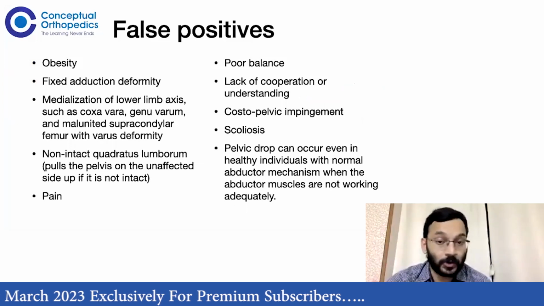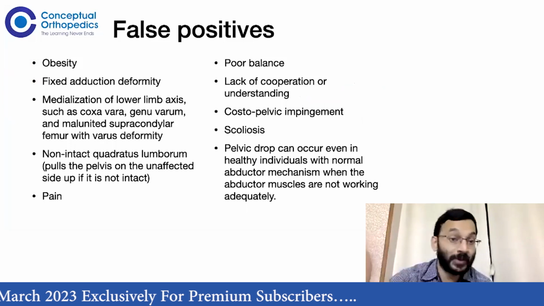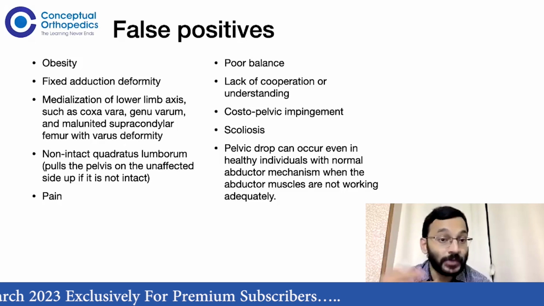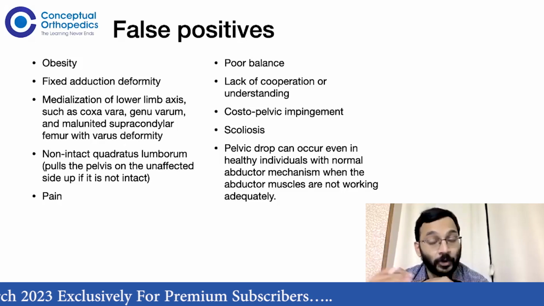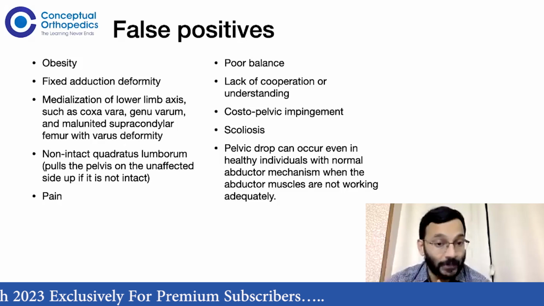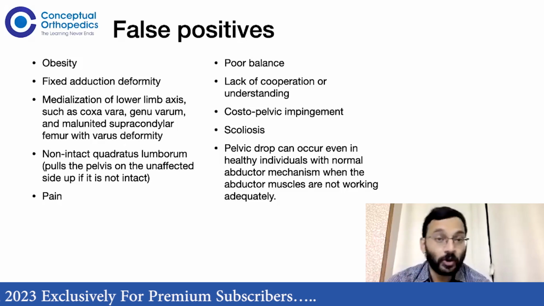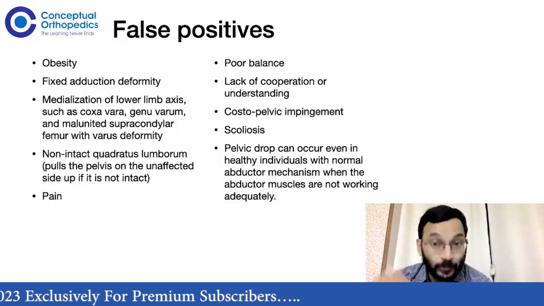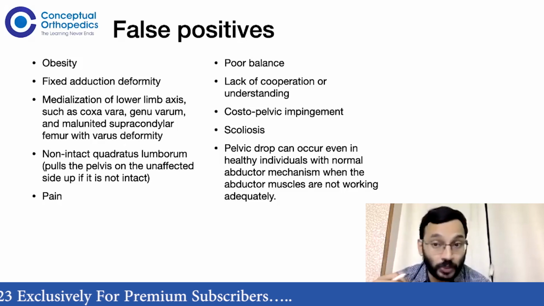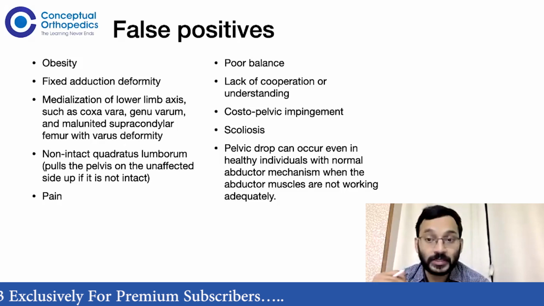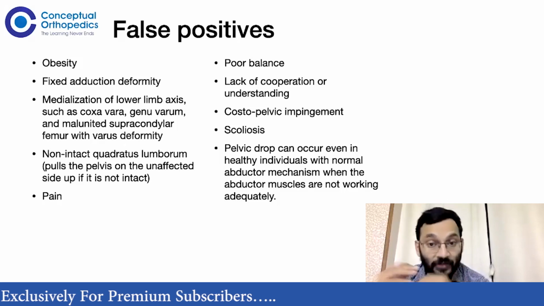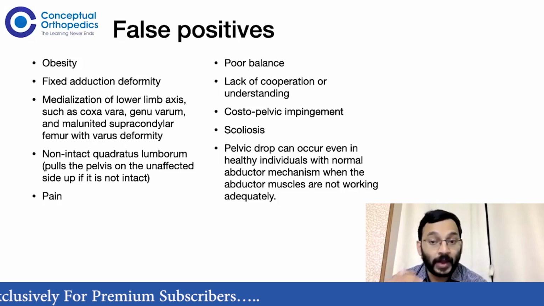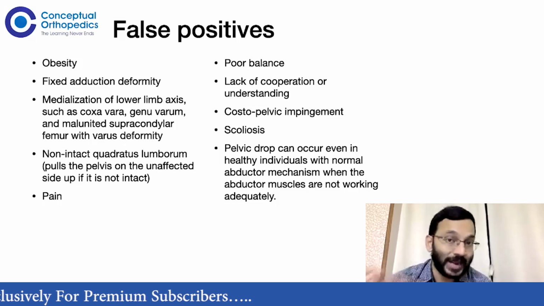Now we already talked about below the pelvis. Now we're talking about the spino-pelvic relation. Among the spino-pelvic relation, if the quadratus lumborum is not affected, then the pull of the pelvis upwards does not happen. Okay, so that is also a cause for false positive Trendelenburg test. Pain, poor balance, lack of cooperation, a costopelvic impingement, scoliosis, or a pelvic drop can occur even in a normal healthy individual or a weak individual where the abductor muscles are not functioning adequately.